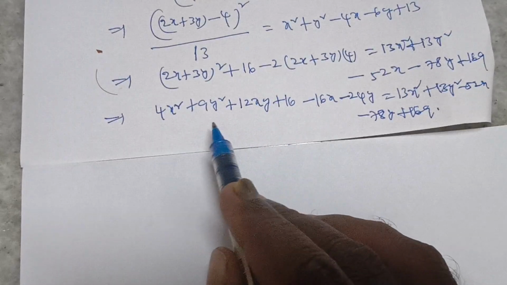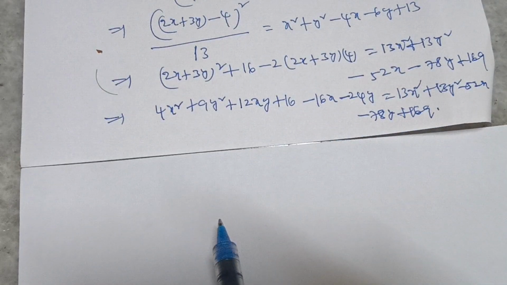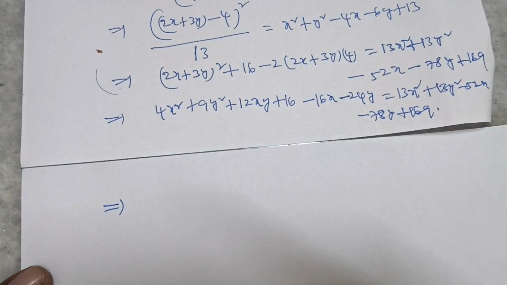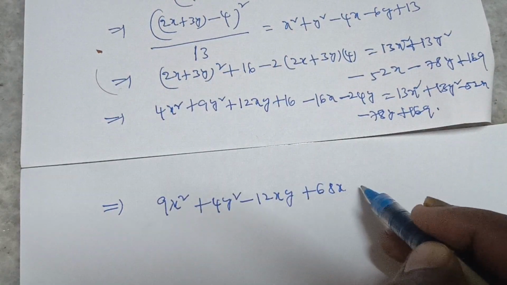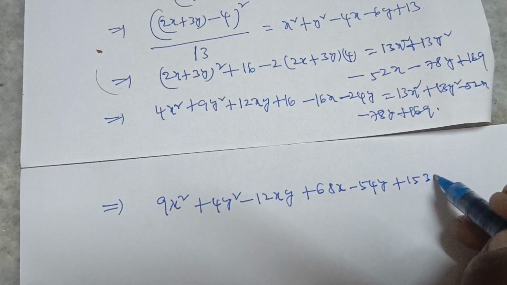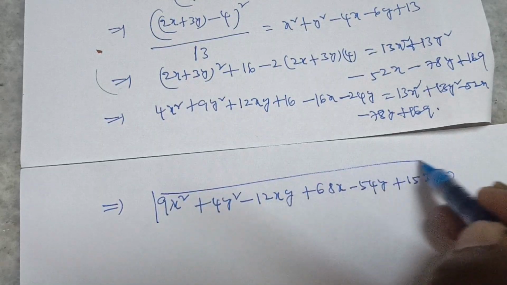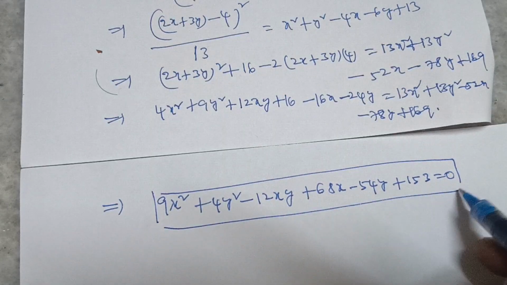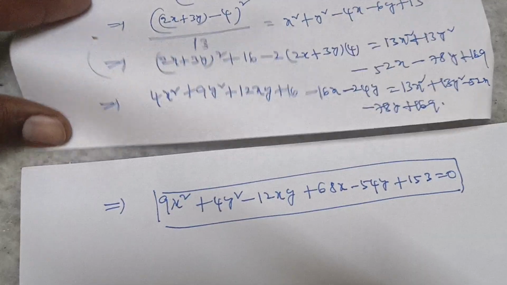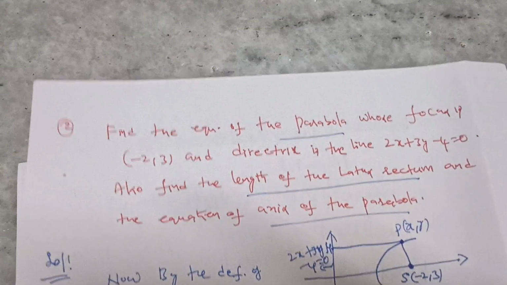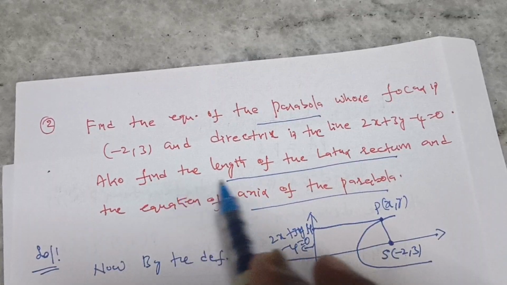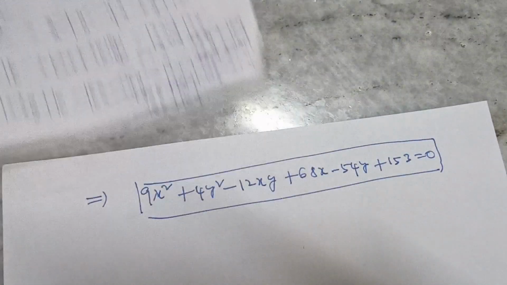So by using some small simplification here, we will get the parabolic equation 80x minus 54y plus 153 equals 0. This is the required parabolic equation. So the first part is over. Now the second part is to find the length of the latus rectum.